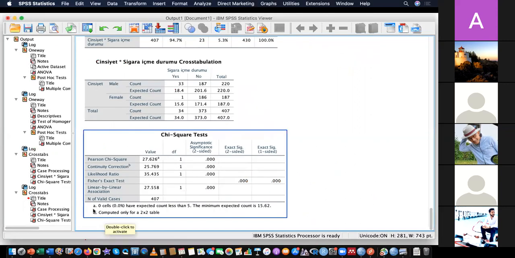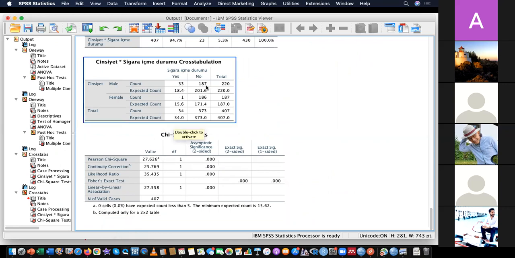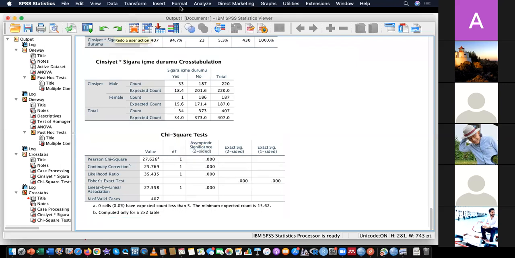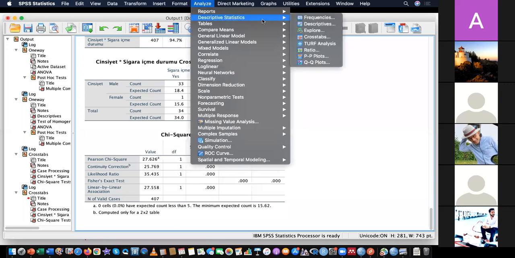And automatically at the end of the table in SPSS, you see a report that 0 cells have expected counts less than 5, because all the cells have expected values more than 5. You see 18, 200, 15, 170, or above. So no cells have expected counts less than 5. Let me do this again so that we will have some expected values less than 5.